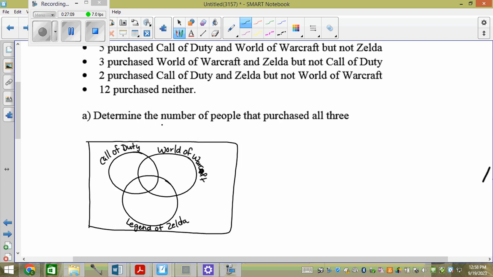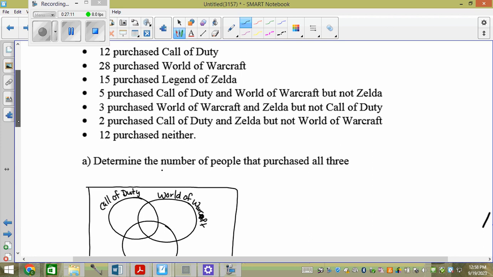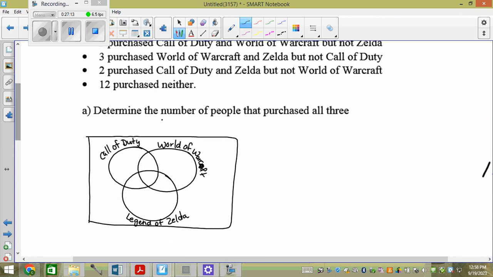So on these ones, when you don't know the middle, you actually have to give it an X. When you don't know the middle of a 3 circle, you have to give it a variable like X. Then it says that 12 purchased neither. Cool, that one I can fill in easily, so I'm going to put 12.